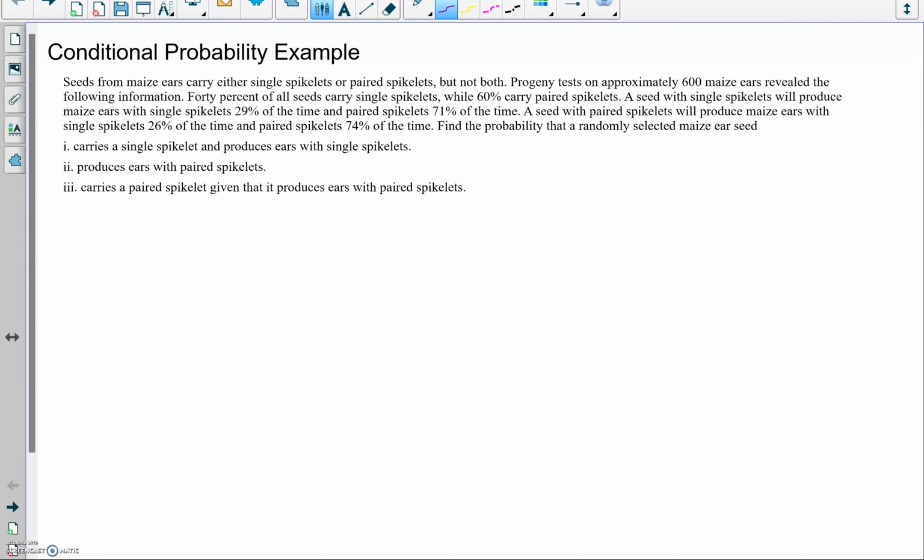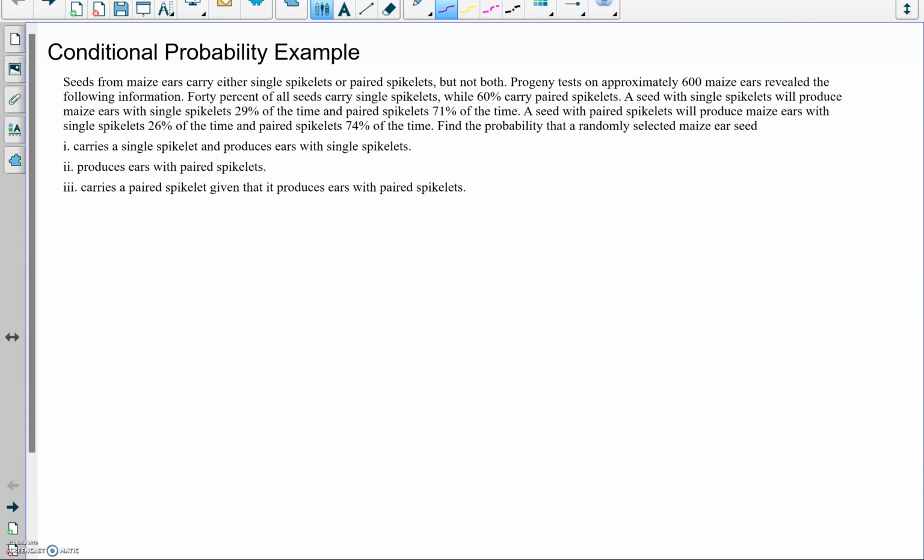A seed with single spikelets will produce maize ears with single spikelets 29% of the time and paired spikelets 71% of the time. And then a seed with paired spikelets will produce maize ears with single spikelets 26% of the time and paired spikelets 74% of the time. And then we want to find the probability that a randomly selected maize ear seed will be one of these three things: carries a single spikelet and produces ears with single spikelets, produces ears with paired spikelets, and then carries a paired spikelet given that it produces ears with paired spikelets.